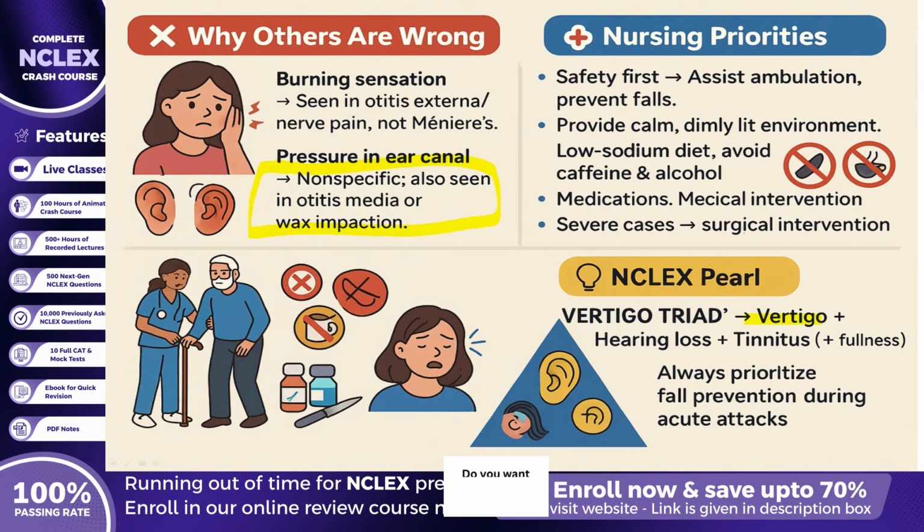Here is a high-yield NCLEX pearl to lock this in. Remember the triad for Meniere's disease: vertigo, hearing loss, and tinnitus, with a sensation of fullness as an additional feature. Always think safety first, because vertigo is not only disabling, but also increases the risk of falls and injury.